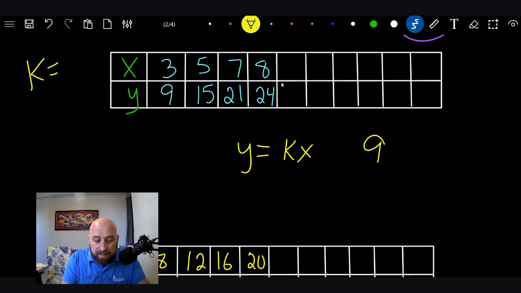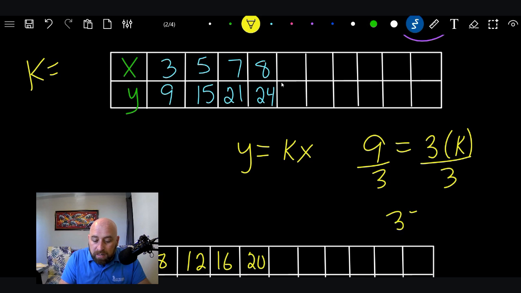So if I put in 9 equals K3, and we don't write it like that. We write it 3K, right? 3 times K. You could write it the other way. It doesn't really matter. So now what do you do? You're trying to solve for K. You're trying to get K by itself. You're trying to get K equals. So you would divide both sides by 3, and you would get 3 equals K. So our K for this one is 3.